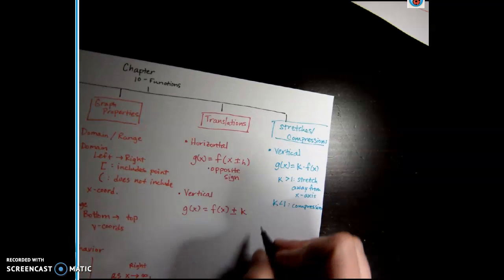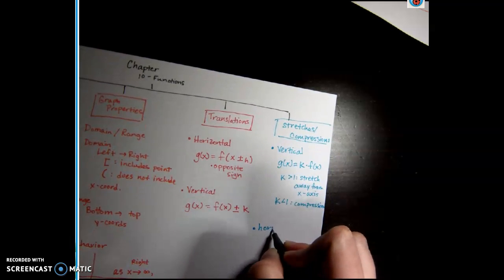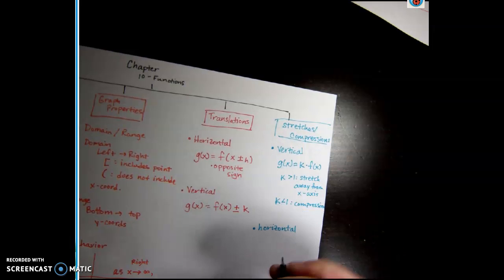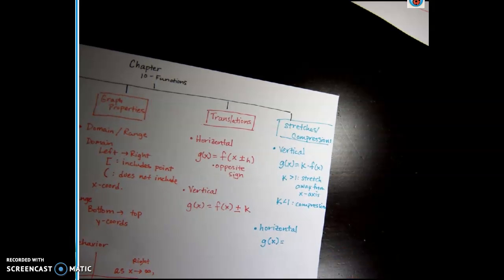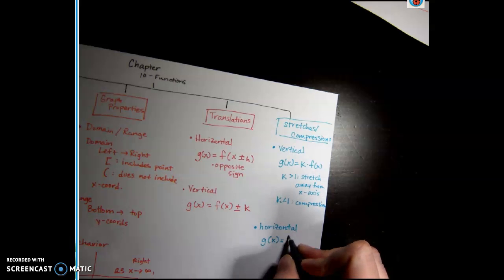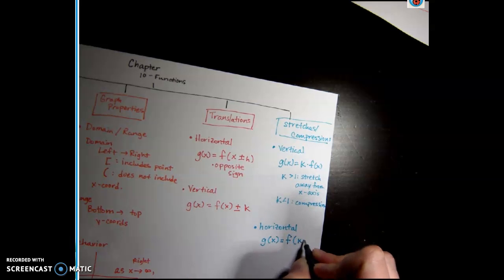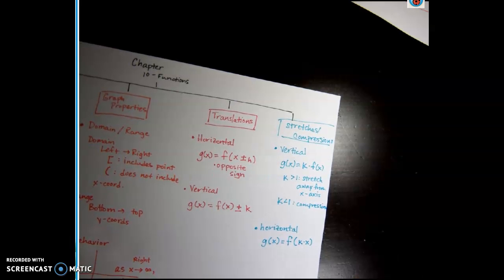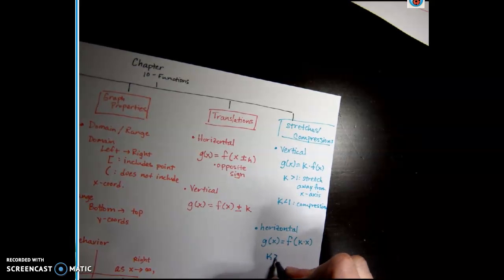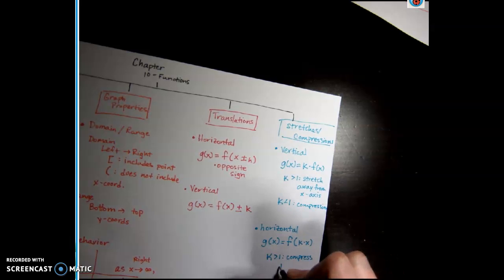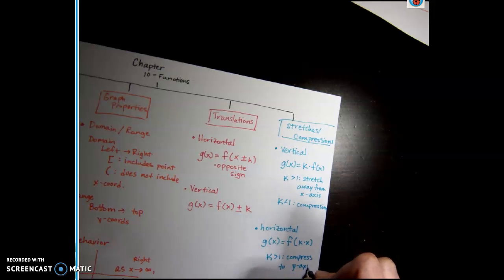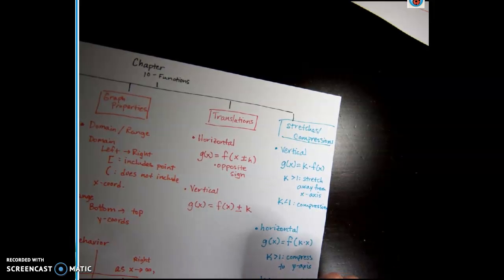Then the second type of stretch or compression we did was horizontal. A horizontal stretch is going to be attached to x in the same way that a horizontal translation is attached to x. So it would look like f of k times x. And that one, again, is opposite. So if k is greater than 1, that's going to be a compression towards the y-axis. And if k is less than 1, that's going to be a stretch away from the y-axis.